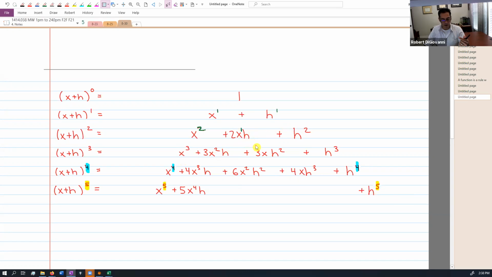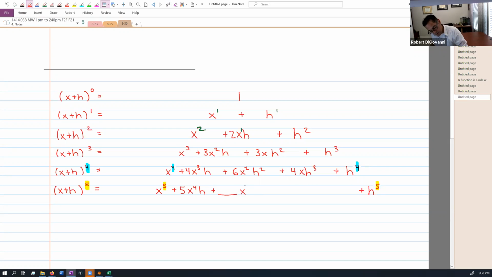H squared, H squared, H cubed, H squared, H cubed, H to the fourth. Those are coming up, aren't they? So as we move from left to right, the powers on X come down as the powers on H go up. So my next term should be, well, plus, let's not put a number in front. Let's wait on the number.